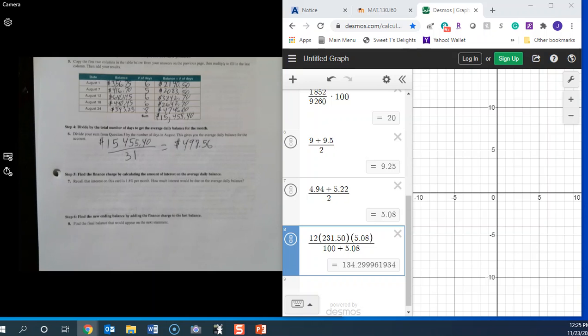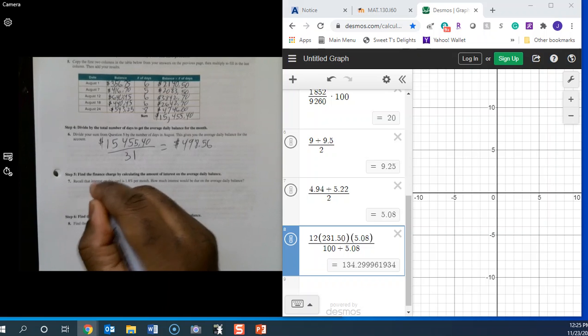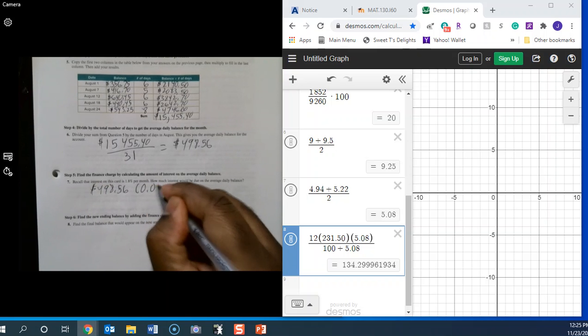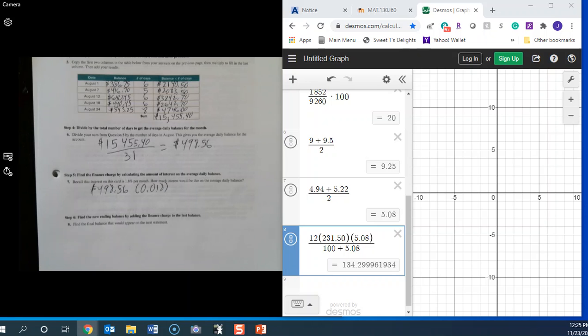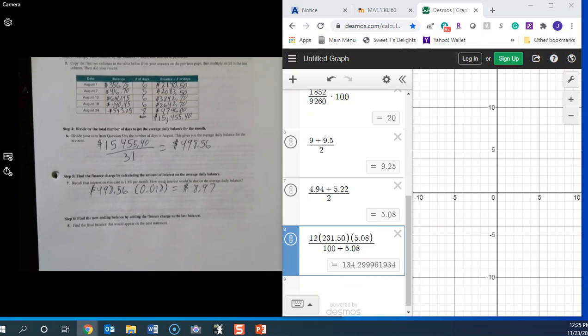Okay, number 7, which is step 5, find the finance charge by calculating the amount of interest on the average daily balance. Recall that interest on the card is 1.88% per month. How much interest will be due on the average daily balance? So the average daily balance is $498.56, and we'll multiply by the 1.8%. So that would give us $8.97.